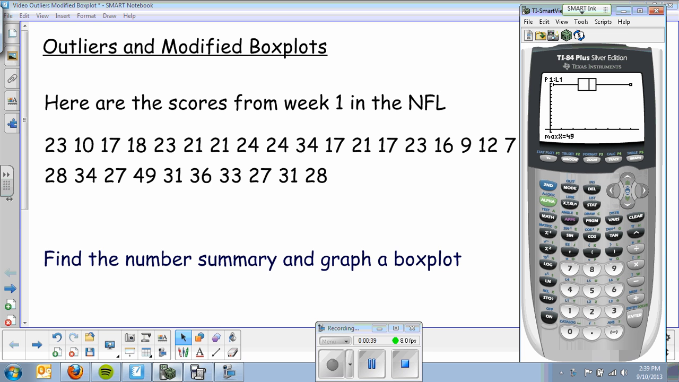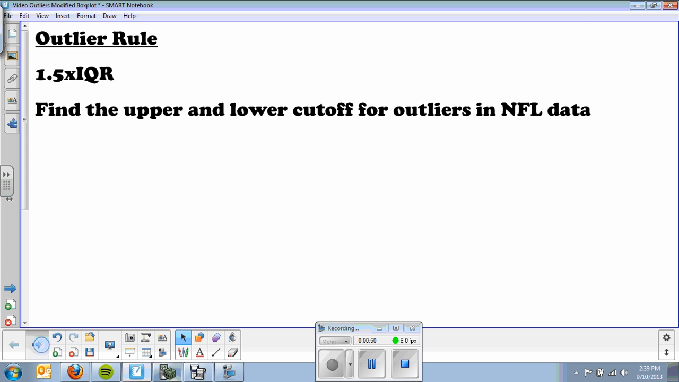So we know that the Broncos scored 49 points and that Peyton Manning tied a record for most touchdowns in a game. We want to see if that was an outlier for Week 1. So we're going to use the outlier rule, which is 1.5 times the IQR. So we'll find the upper and lower cutoffs for outliers in the NFL data. First, we need the 5-number summary.